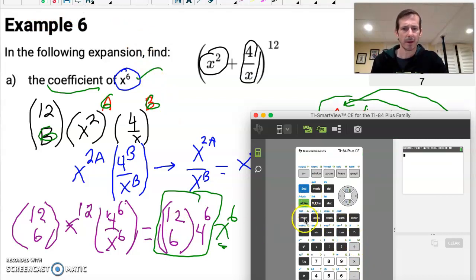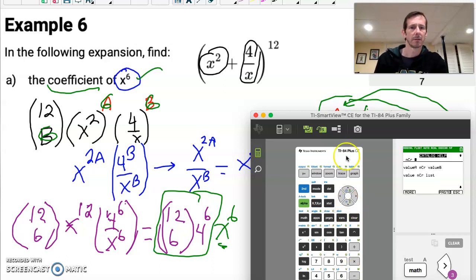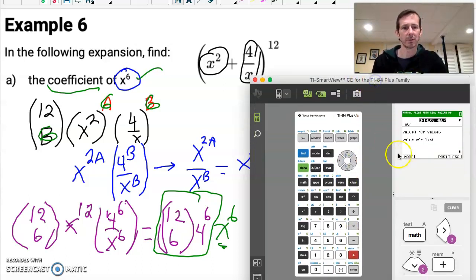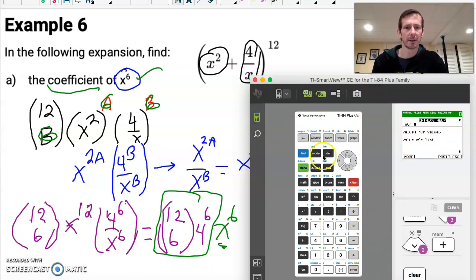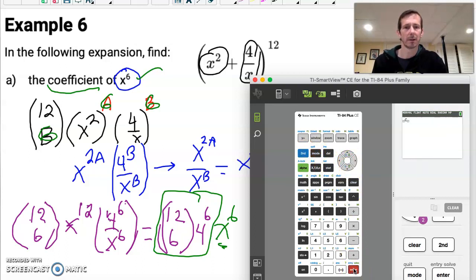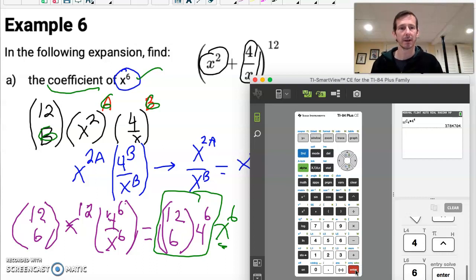So I know I have to hit math and go over to probability, come down to nCr, choose enter. I should not choose enter. I need to pull my calculator up so I can actually see what I'm doing. Apologies. All right, let's get out of that, and I'm going to come over and hit enter, and I've got 12 in there, and I'm going to come over, choose 6, and I want to multiply that by 4 to the 6th power. Hit enter. That's my coefficient, and it's gigantic, and I'm going to try to write it here anyway.